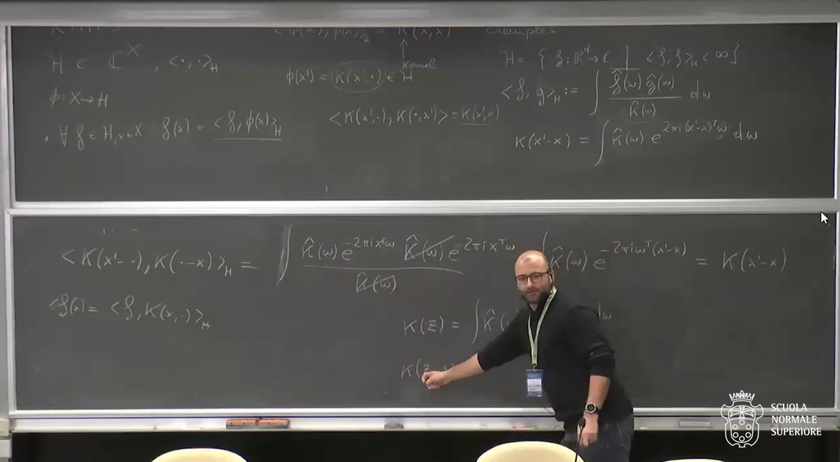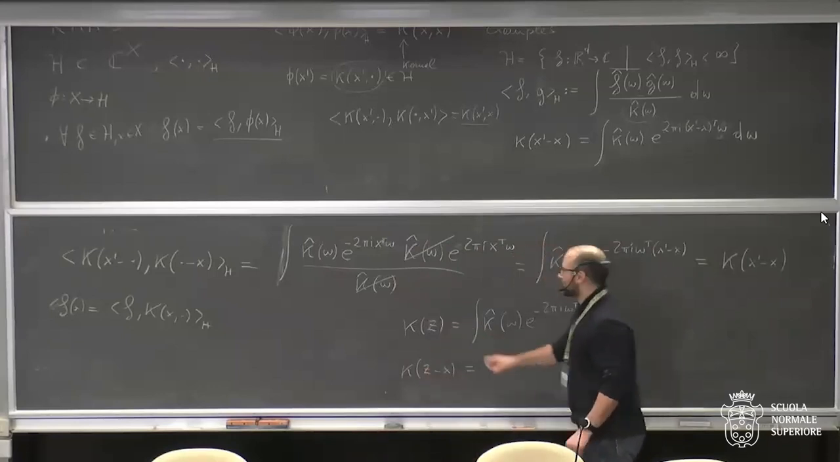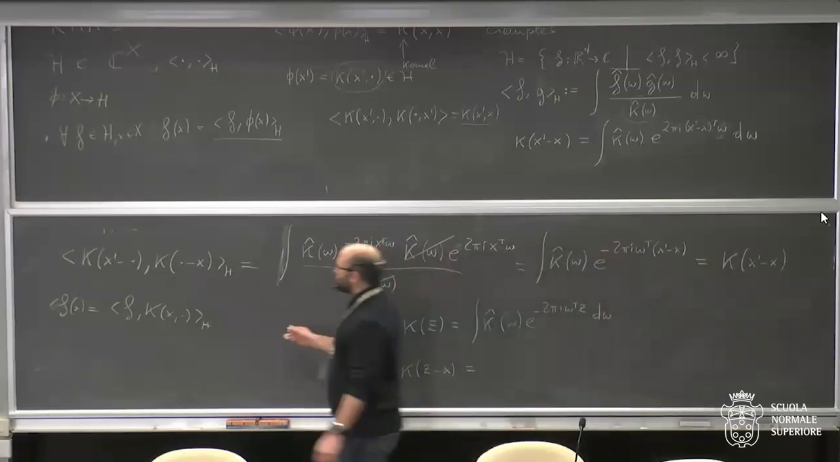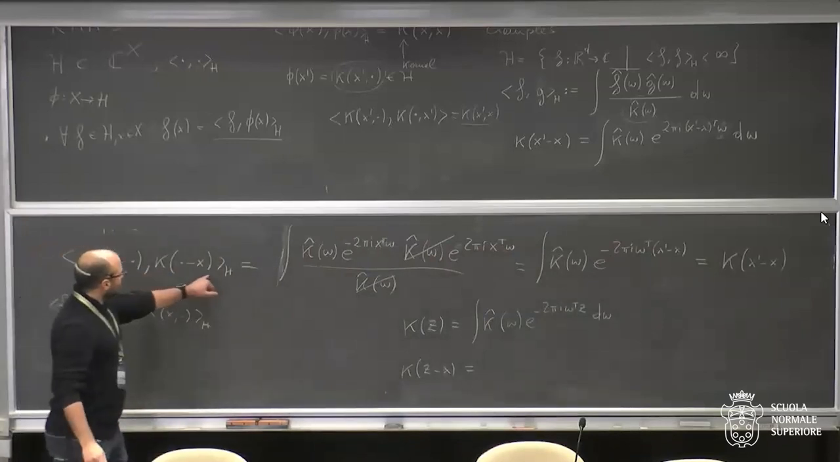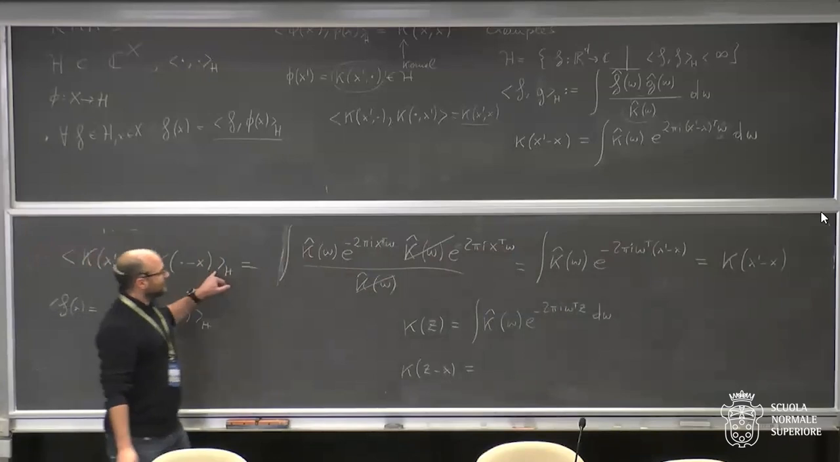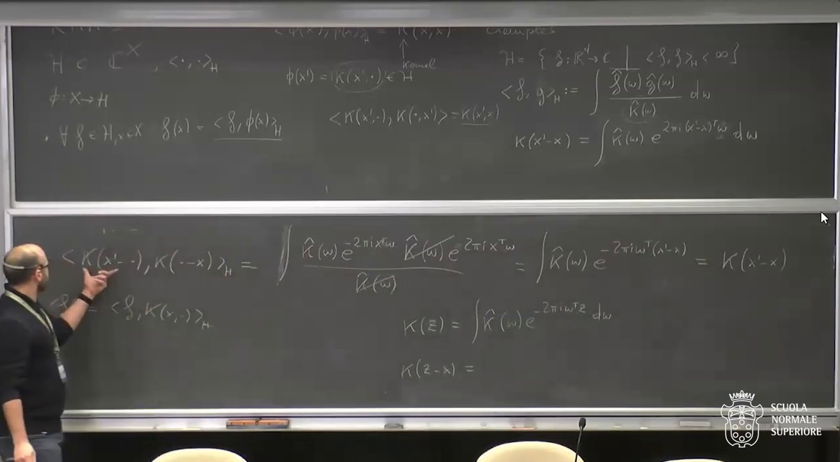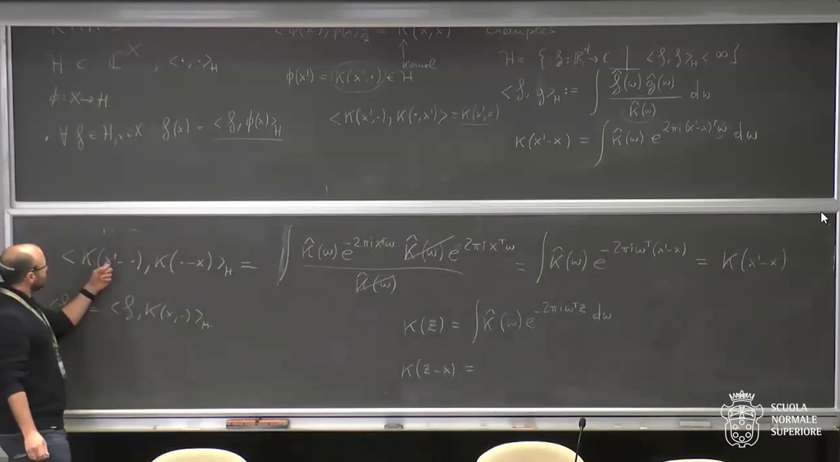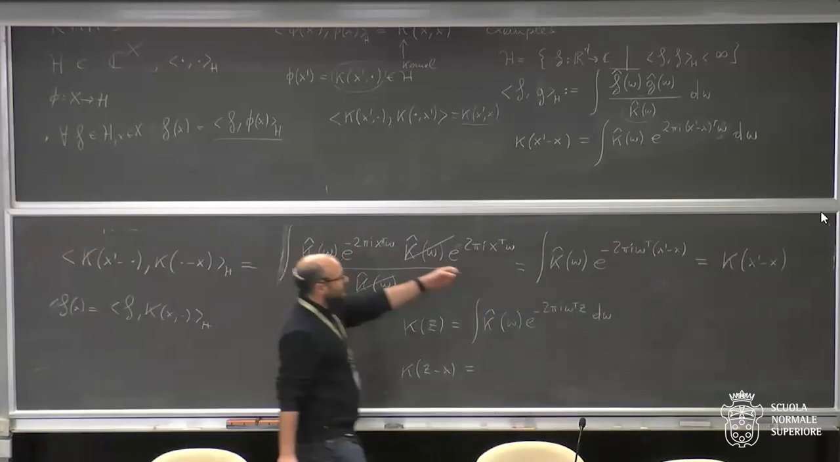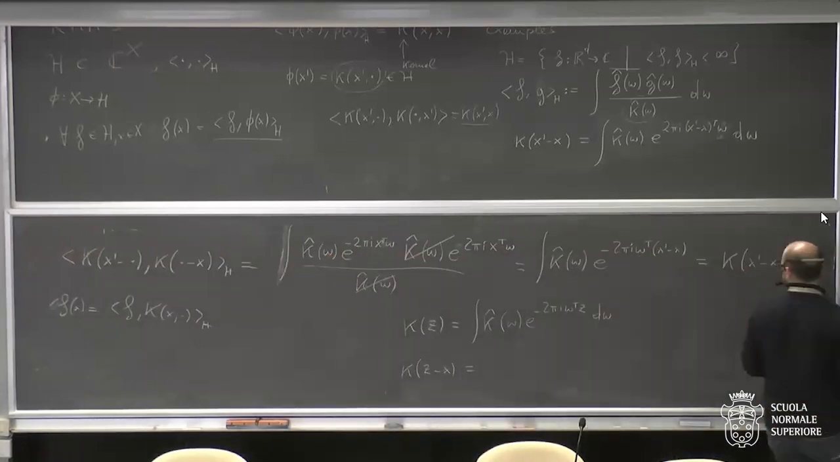Yes, so this is the mute variable z, and the minus x is the constant. So you want here for any x prime and x, your definition of inner product and kernel gives you that for the two functions where you fixed the x prime and x, you will obtain again the kernel.